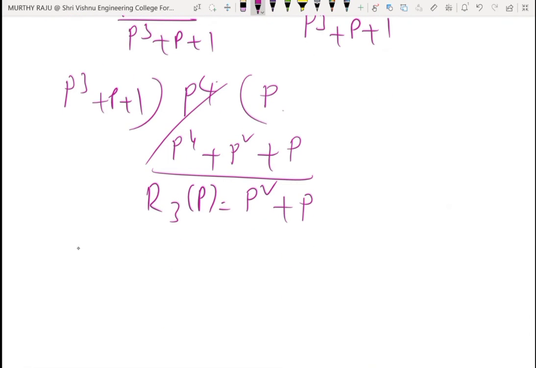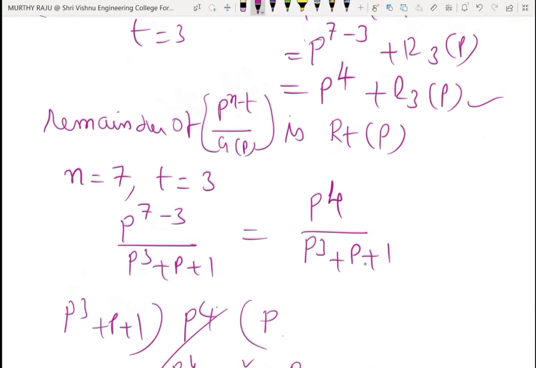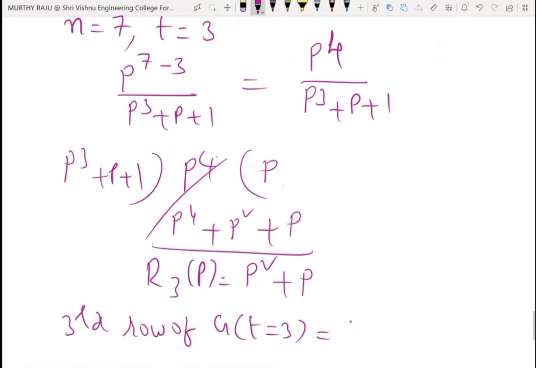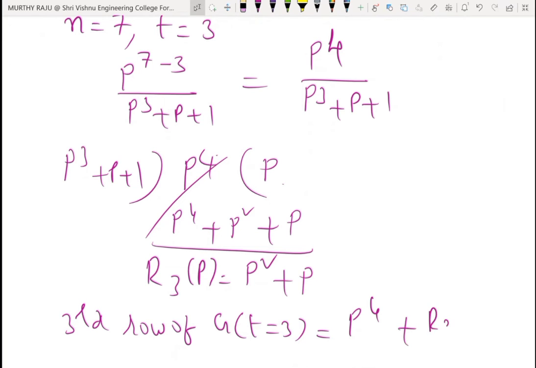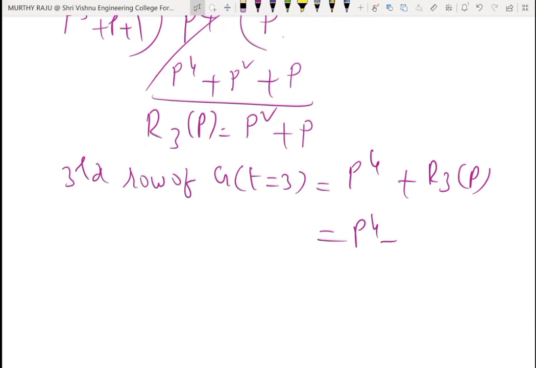R3 of p. The third row of G means t is equal to 3. The formula is p power 4 plus R3 of p. P power 4 is p power 4, and R3 of p is p square plus p. This is the third row.